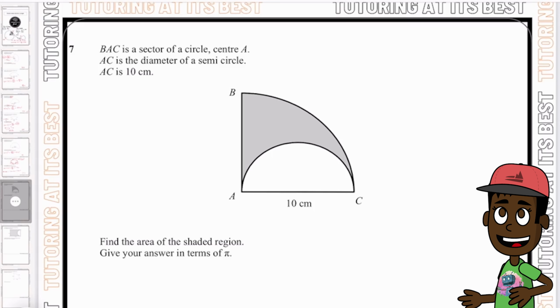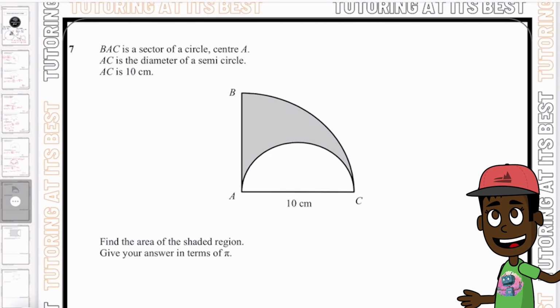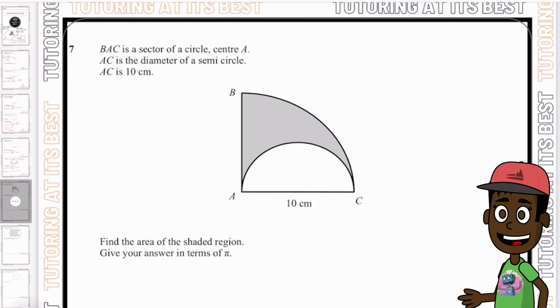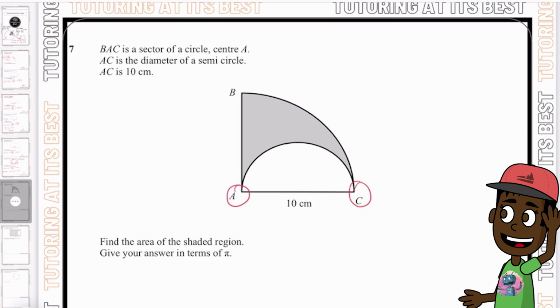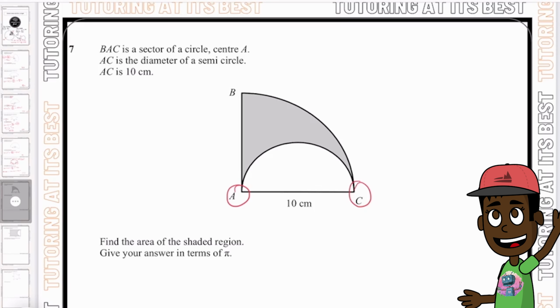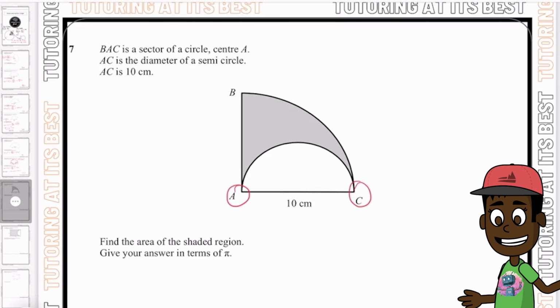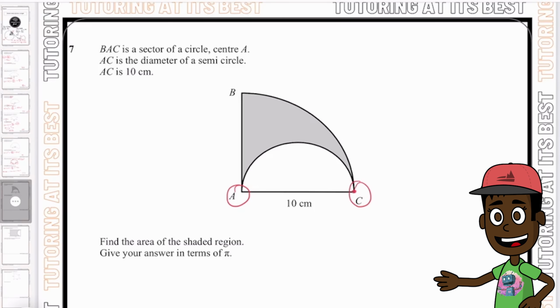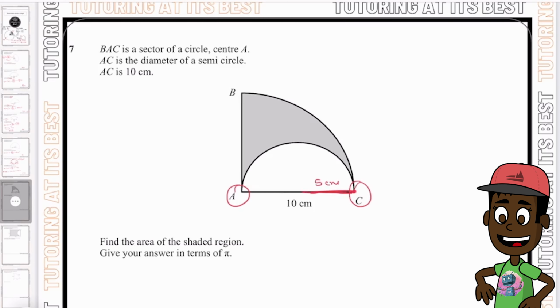BAC is a sector of a circle, which is center A. And AC is the diameter of a semicircle. Now again, just to recall and to reiterate, the diameter is going from one end of the circumference to the other. And the diameter tends to be double the length of the radius, which means the radius would go from the circumference to the center of the circle, which means that we'll have a radius of 5 centimeters.